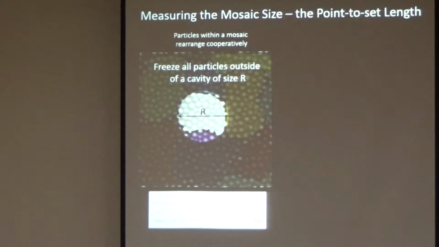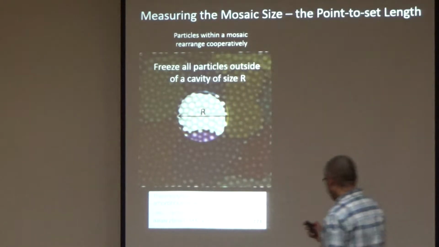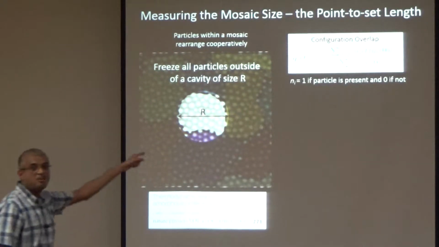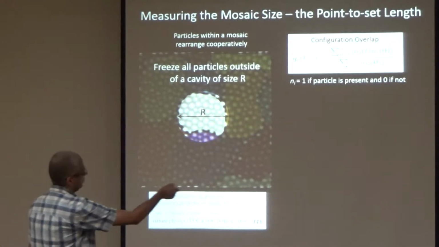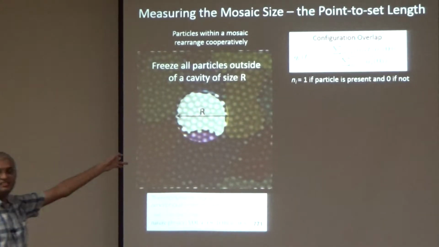So you basically see if the particles have, so I'll tell you what we measure. The quantity that you're going to measure is what's called the configurational overlap. So what you're going to do is you're going to grid the system into small boxes, and you're going to measure this quantity. You see, it looks almost like a density correlation.